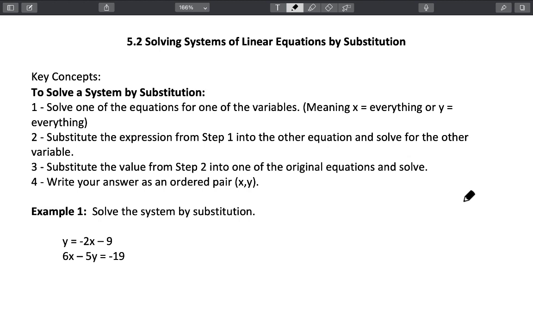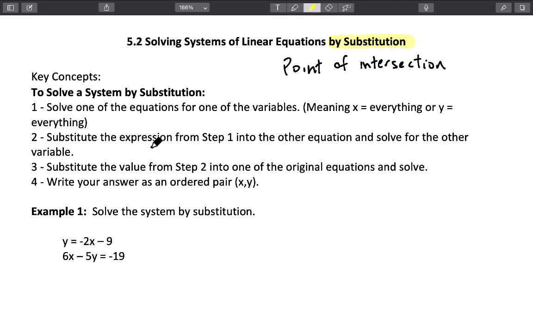Unit 5, Section 2. Today we're going to talk about solving systems of linear equations by substitution. So you saw yesterday what a solution to a system is. It is the point of intersection of the two linear equations, and it is also the point that, if you plug in the ordered pair, will make two true statements from the equations of the system. So today we're going to focus on solving a system using a technique called substitution instead of graphing.